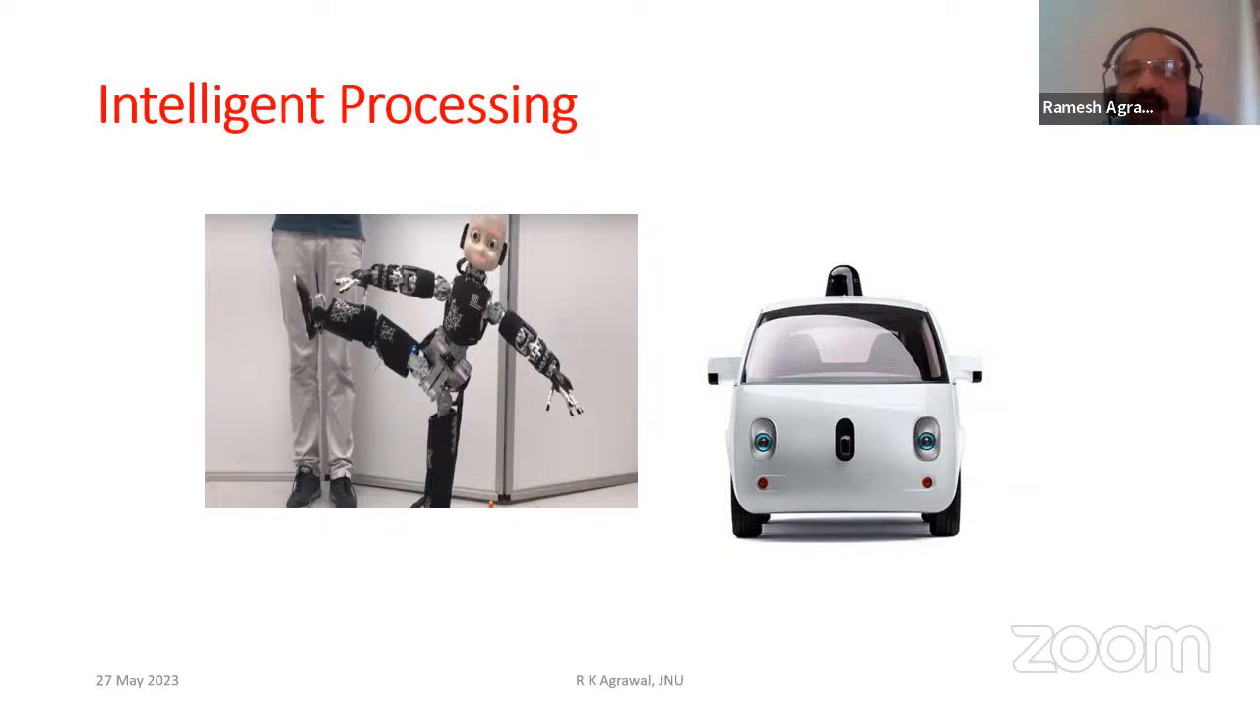These days you find that we are talking about automatic cars. There are many features which are now automatic. You don't have to change the gear. Now you may think that in the near future, you will have a driverless car. So all these are examples of intelligent processing.